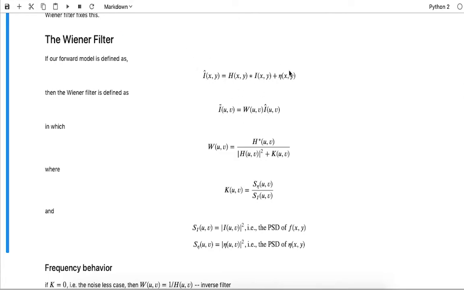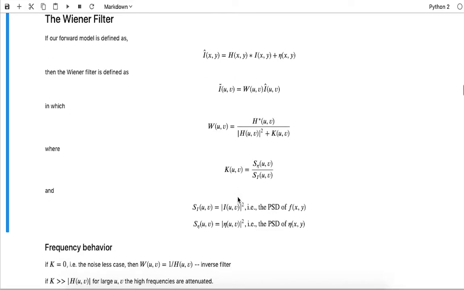So this is my deformation model, and he derived the Wiener filter in the class, which he got by minimizing the MMSE of this forward model. So basically it's defined like this. It's H conjugate of (u,v), divided by the absolute value of this Fourier transform squared plus some K, and this K is basically the SNR. What it also means is it's just the ratio of the power spectral density of noise divided by the power spectral density of the image.